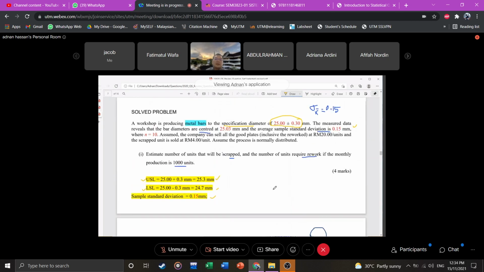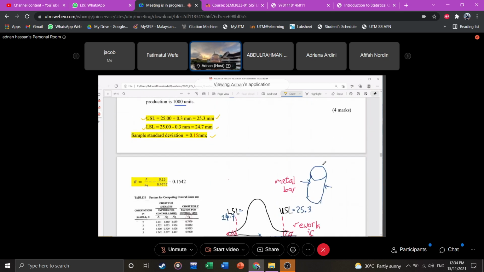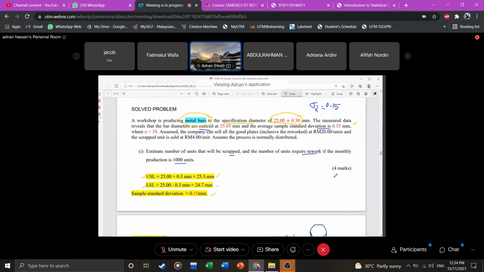Now remember what it's saying here is metal bar. Metal bar means something like this. What happened is we need to relate, because the question asks here, you assume a company can sell all the good bars, including the rework, at 20 ringgit per unit, and the scrap unit is sold. The scrap means the one that cannot be repaired.